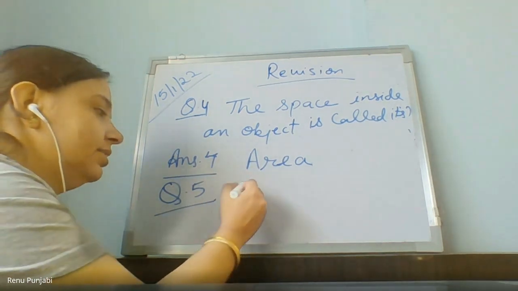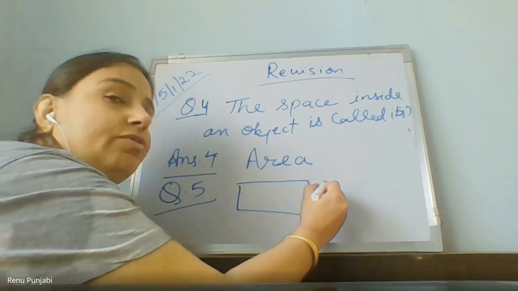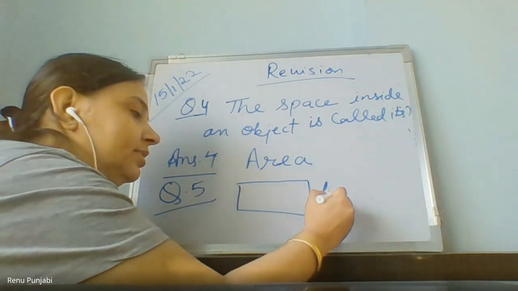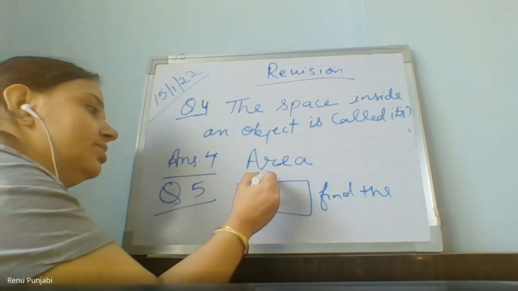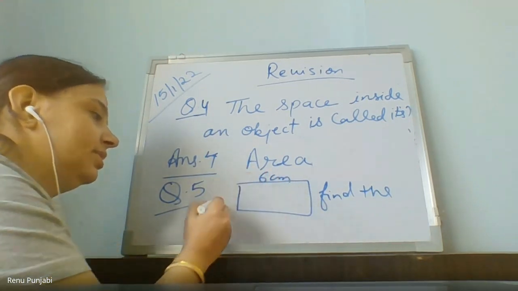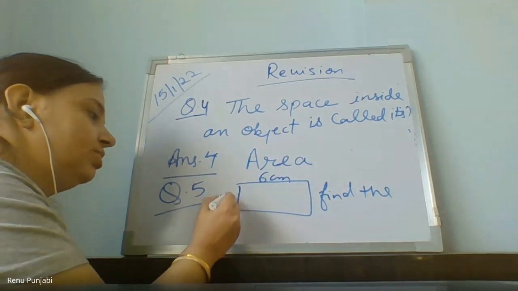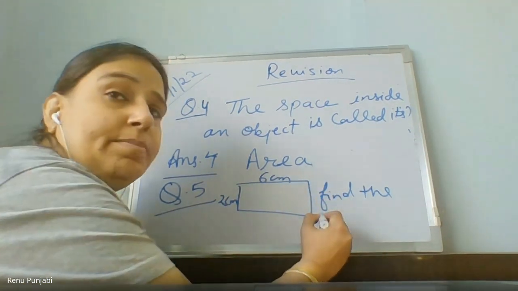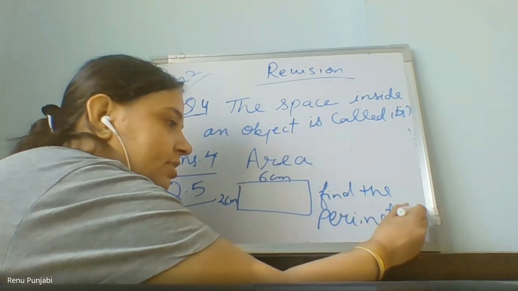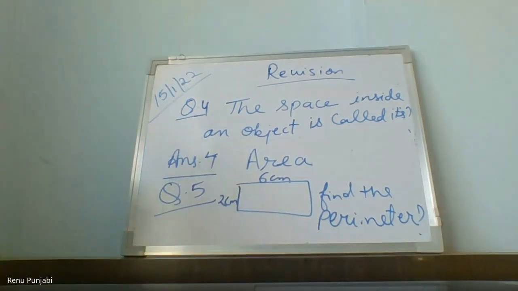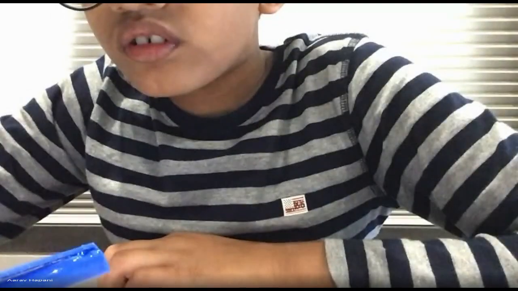This is a given rectangle. Find the perimeter. I'm writing the measurement also: 6 centimeter and 2 centimeter. May I see the answer? Yes, please. Then the answer will be 16 centimeter.